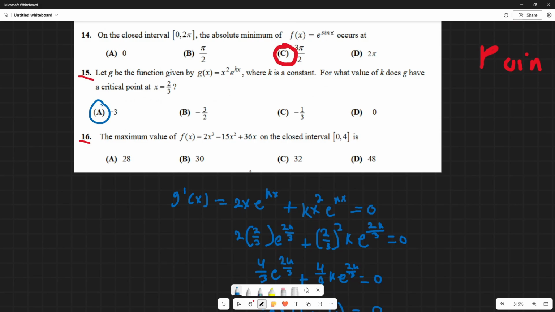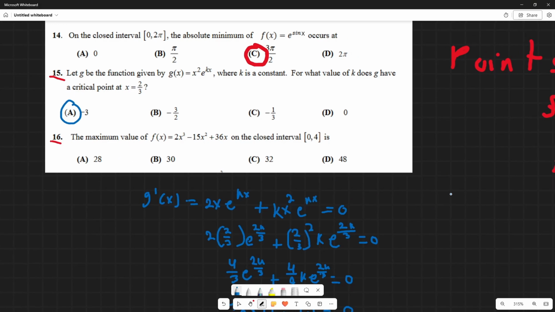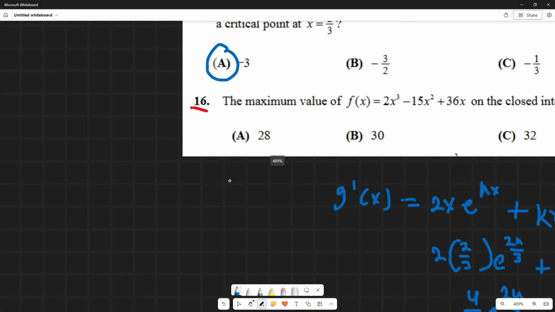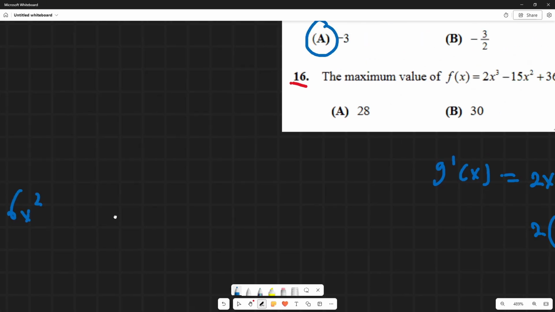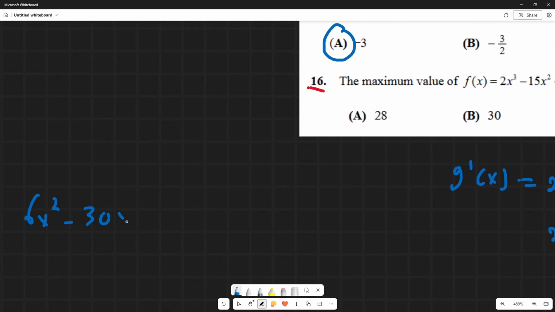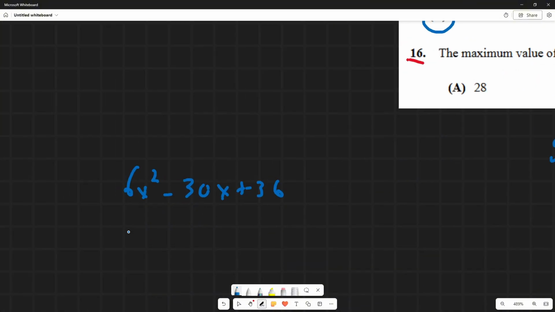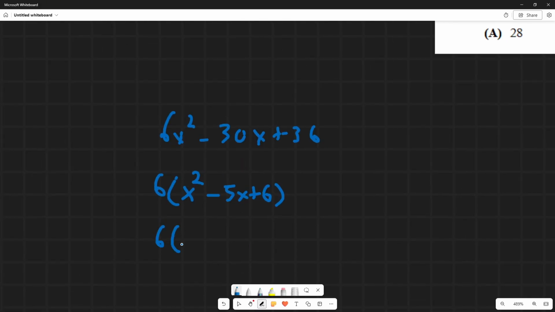And then 16, the last one. It says the maximum value of 2x cubed minus 15x squared plus 36x on the closed interval 0 to 4 is whatever one of these choices are. So what I'm going to do is take the first derivative. That's going to be 6x squared minus 30x plus 36. Then I'm going to factor it out. Take out the 6: 6 times x squared minus 5x plus 6. And that's the same thing as 6 times x minus 3 times x minus 2.